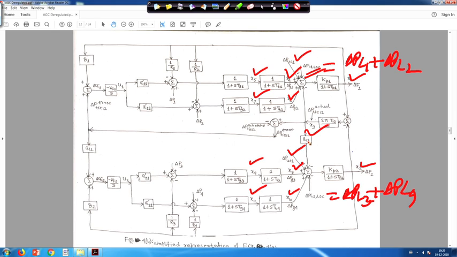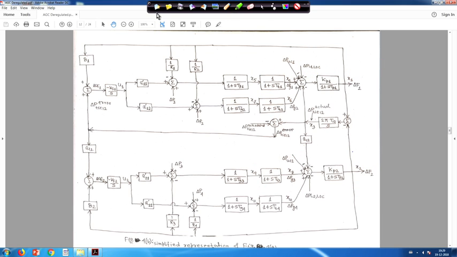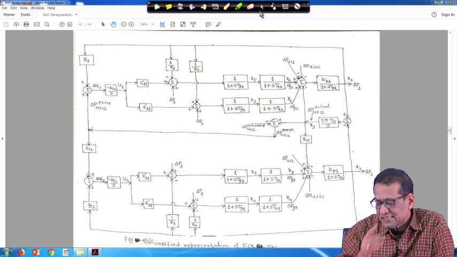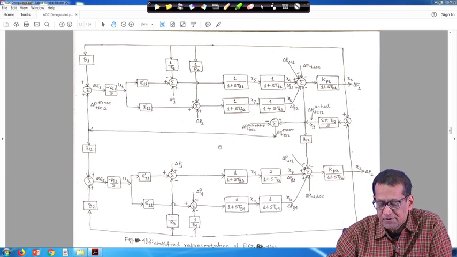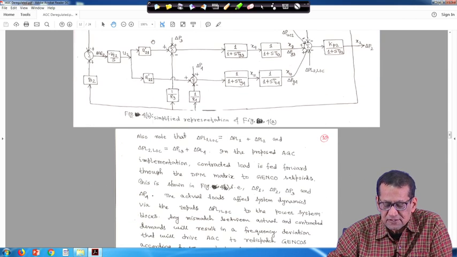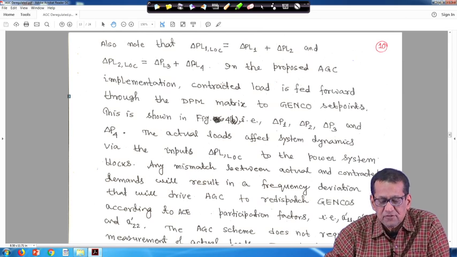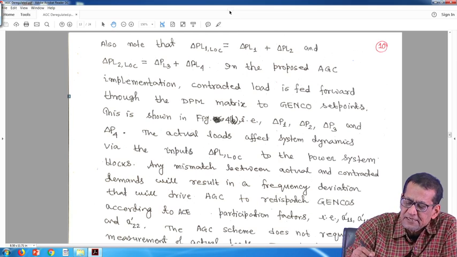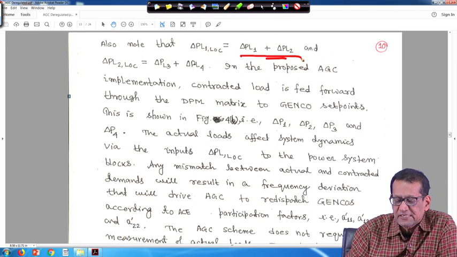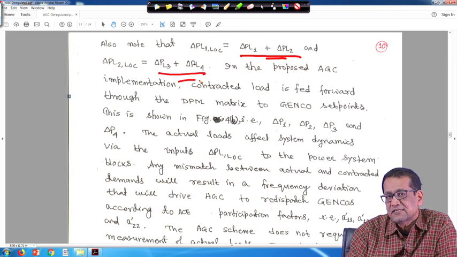Because of that, we have to write the equation in the form of x dot is equal to Ax plus Bu plus gamma into capital P plus another gamma into small p, right. We will see how it is. This way we have to make all the state variable equations. Also note that, as I told you, delta PL1 local will be delta PL1 plus delta PL2 and this one will be delta PL3 plus delta PL4.